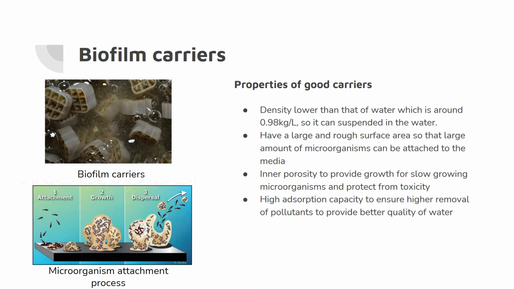So what makes a good carrier? The properties of a good carrier are that the density of the carrier must be lower than that of water, which is around 0.98 kg per liter, so that the carrier can suspend in water instead of rising to the surface or sinking to the bottom. The carrier must also have a large and rough surface area, so that a large amount of microorganisms can be attached to the media. It must also have inner porosity to provide growth for slow growing microorganisms and protect microorganisms from toxicity. And the carriers must also have high adsorption capacity to ensure higher removal of pollutants to provide better quality of water.